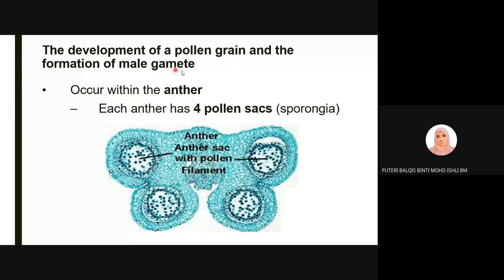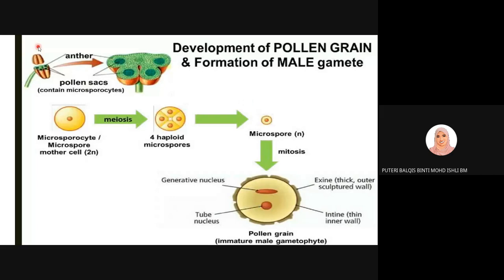Okay, the development of pollen grain and the formation of male gamete occur within the anther. So formation of pollen grain and male gamete berlaku dalam anther. Each anther has 4 pollen sacs. If you do the cross section here, this is the anther, and you can see that there are 4 pollen sacs.